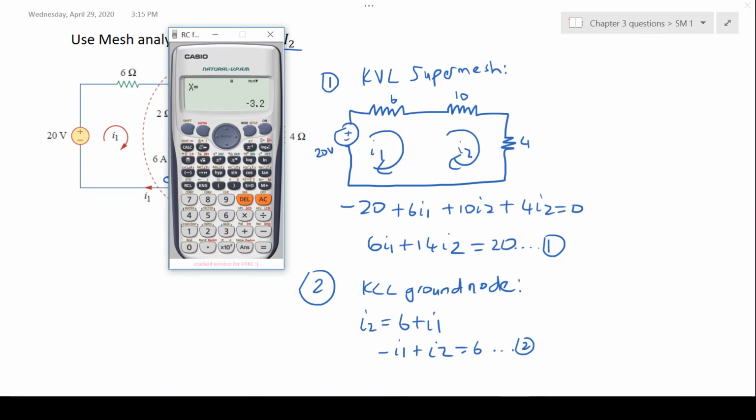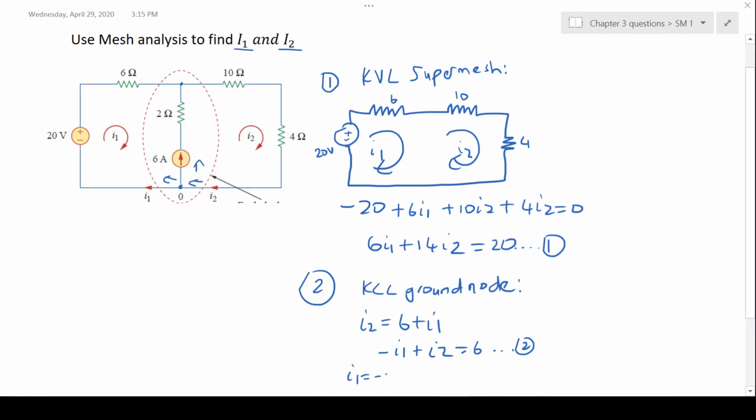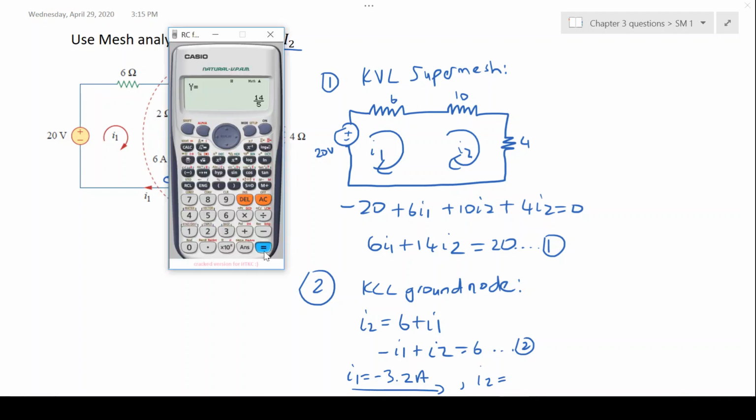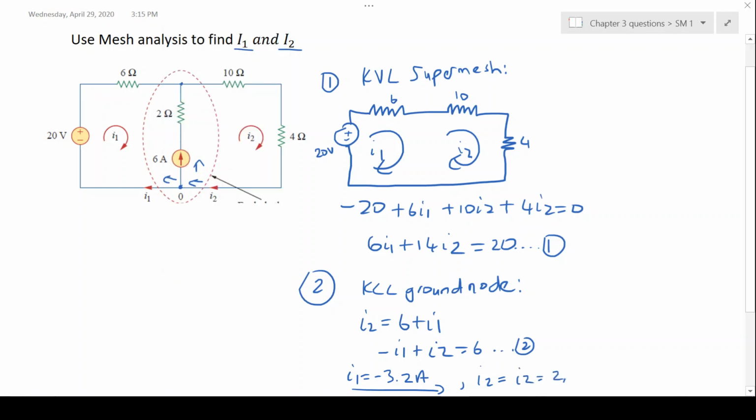And we then find a value for I1 of minus 3.2, and the value for I2 of 2.8 amps. And that's how you determine the currents using the supermesh analysis method.